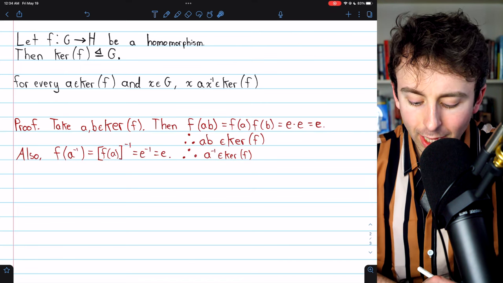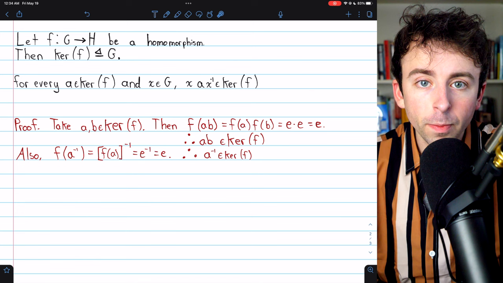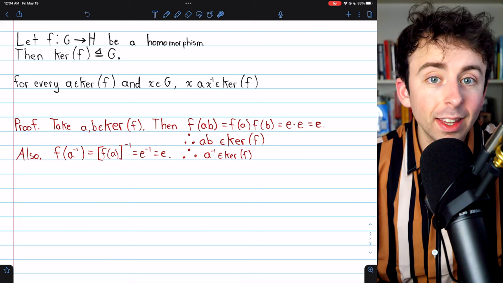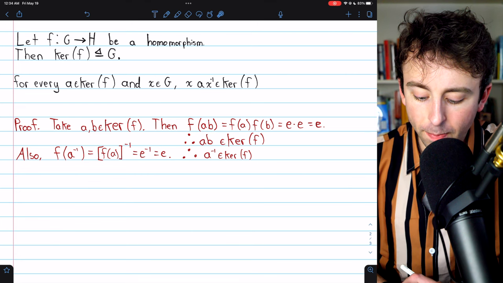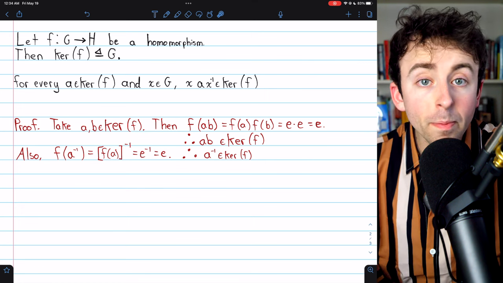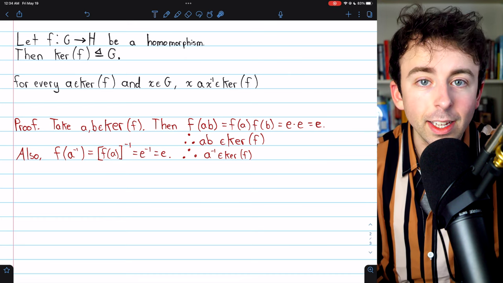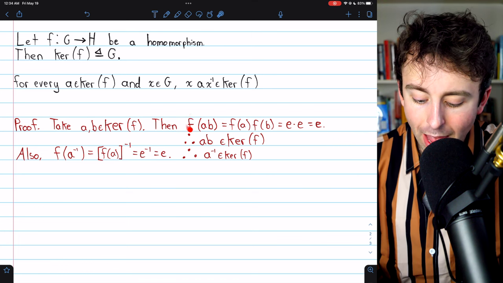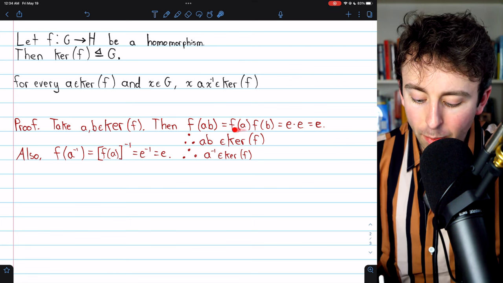So we take these two arbitrary elements, let's show their product is also in the kernel. To show the product AB is in the kernel, we need to show that the homomorphism F maps AB to the identity of H, and that's pretty straightforward. So let's consider F of AB. Well, since F is a homomorphism, F of AB equals F of A times F of B. But A and B are both from the kernel, so F of A equals the identity of H, and F of B equals the identity of H. The identity times the identity, of course, is the identity. So what we see is the homomorphism F maps AB to the identity of H. Thus, by definition, AB is an element of the kernel.